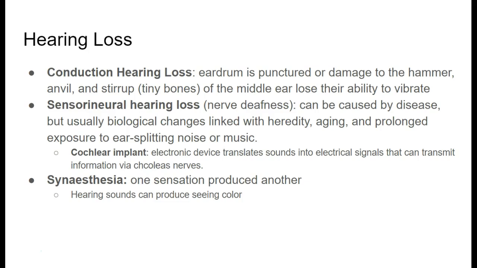Sensory neural is when either disease or biological changes, such as aging or prolonged listening to loud music in your earbuds, cause hearing loss. That can be corrected by a cochlear implant, an electronic device that translates sound into electrical signals. Remember, neurons, so we're talking electrical, can transmit information via the cochlear nerves.